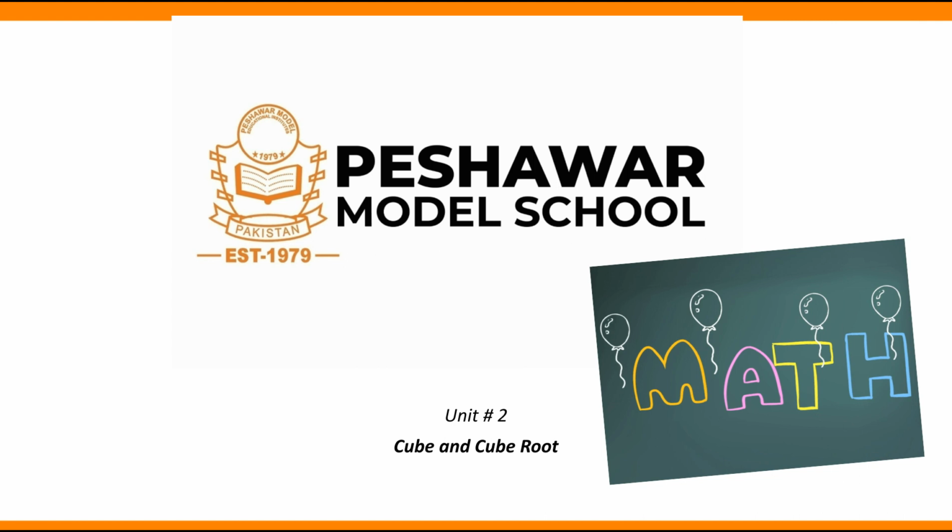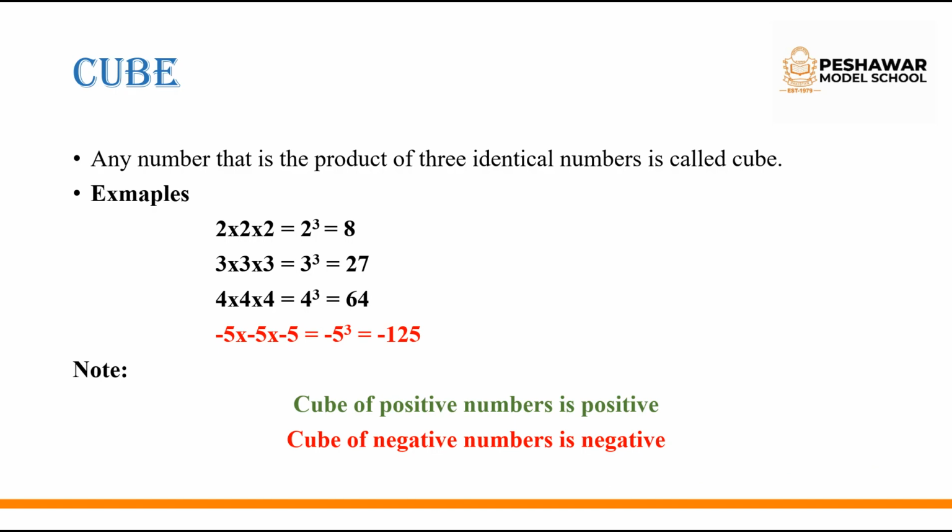Today we will study about cube and cube root. So first of all, what is the cube? Any number that is the product of three identical numbers is called a cube. Identical number means same numbers. Like if you multiply 2 by 2 and by 2, it will give 8. 8 is called the cube.